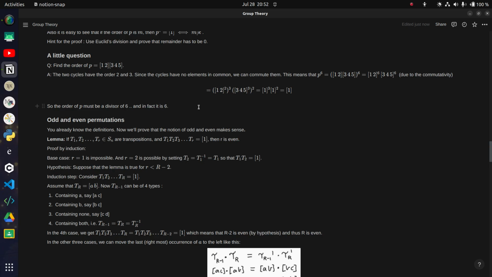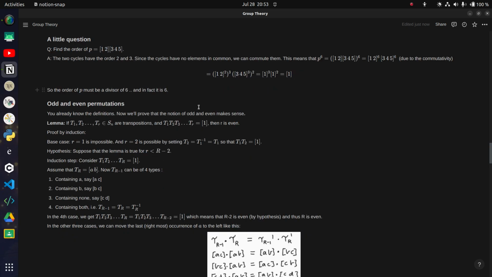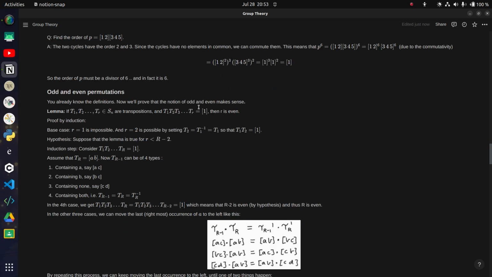Now consider T1, T2 till T capital R, that's the identity element, and assume that T capital R is this thing AB. So now T R minus 1 can be of four types. Either it could contain A, or it could contain B, or it could contain none, or it could contain both. Well, if T R minus 1 contains both, then T R and T R minus 1 are the same, and they are also each other's inverse, because transpositions are inverses of themselves.